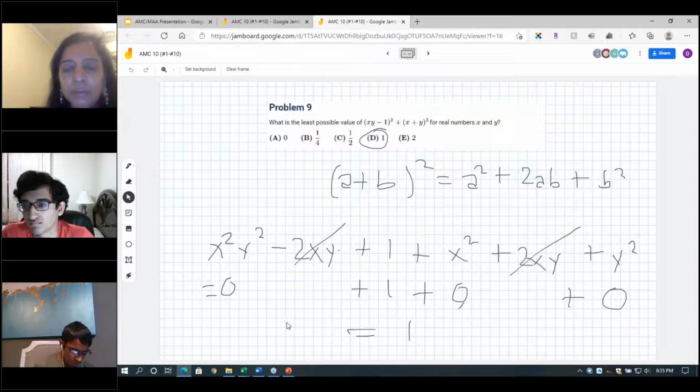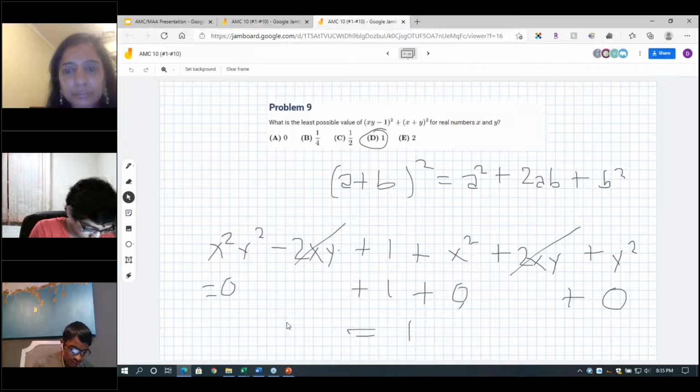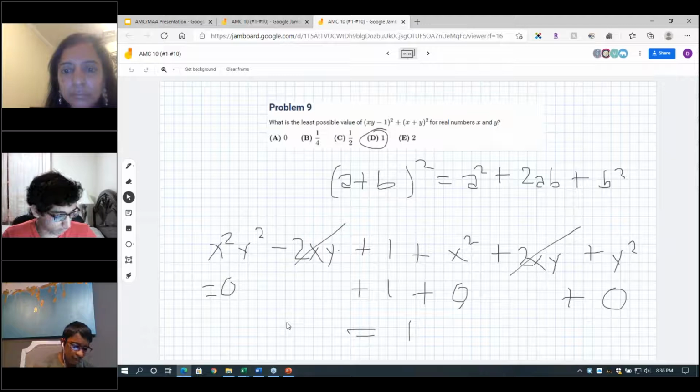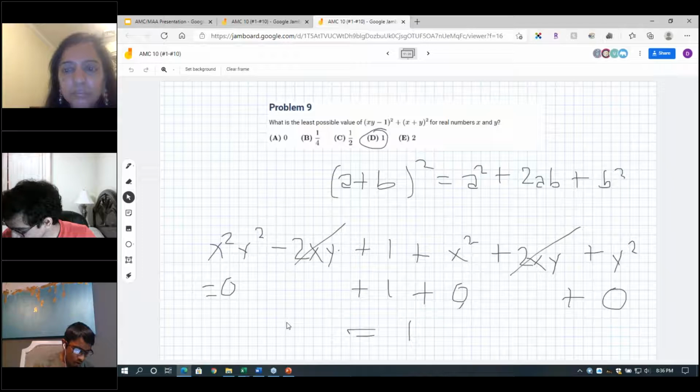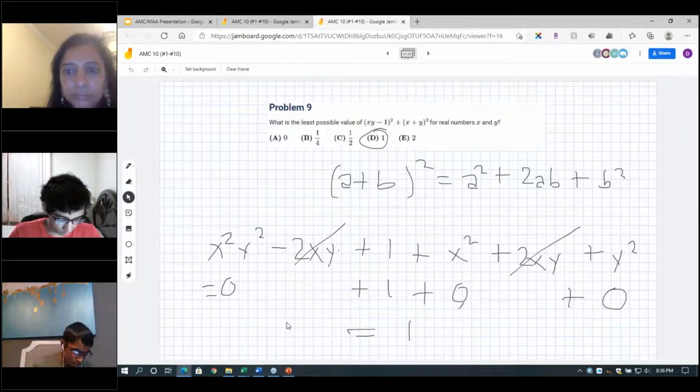Now, all perfect squares are greater than or equal to 0. They cannot be a negative number if the term is real. If it is equal to 0, then whatever we're squaring, suppose it's x squared, x would then have to be equal to 0. So the least possible value of a square is 0 if the term being squared is 0. So we would like the x squared y squared to be 0, the x squared to be 0, and the y squared to be 0. That would give us what we would love to be the least possible value.